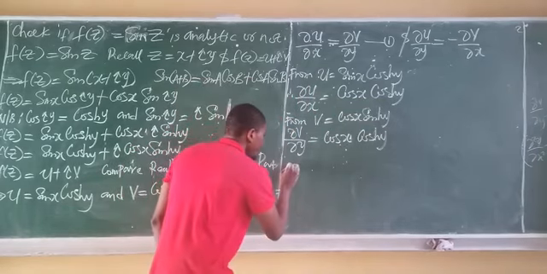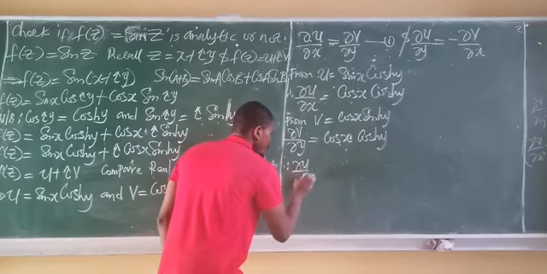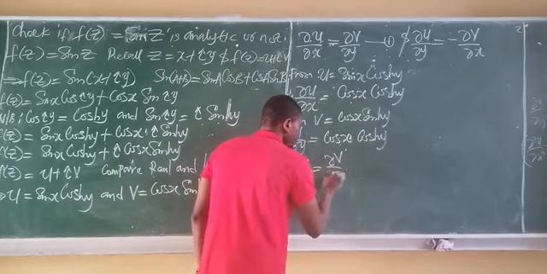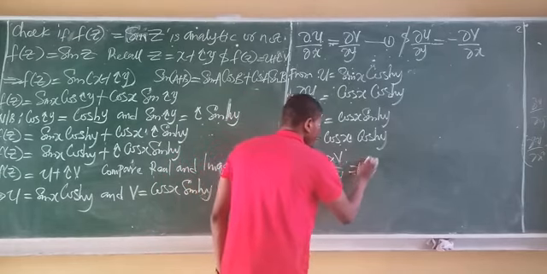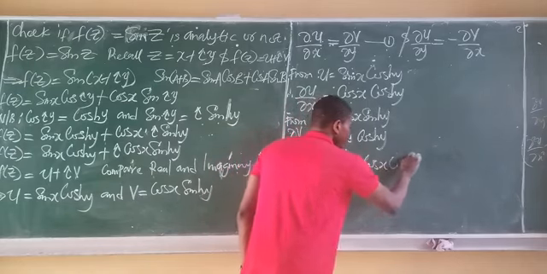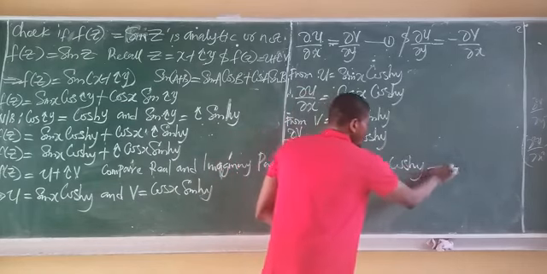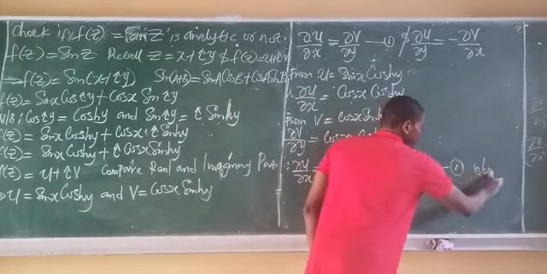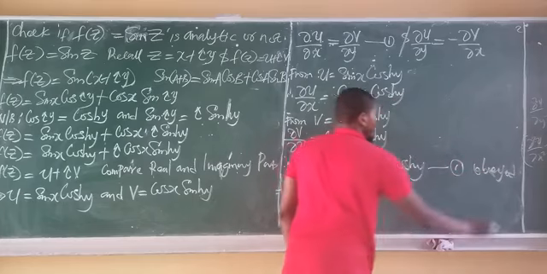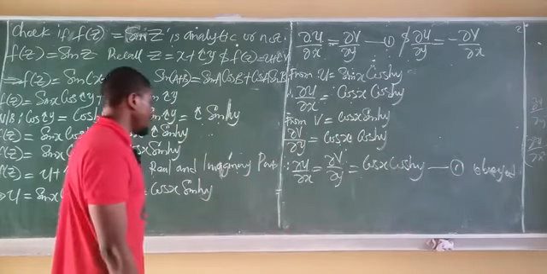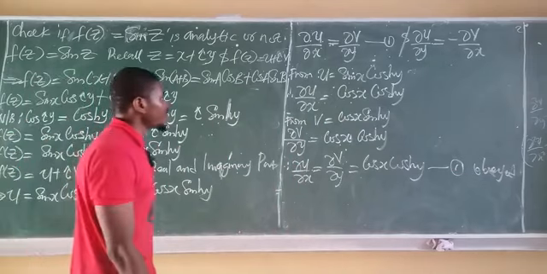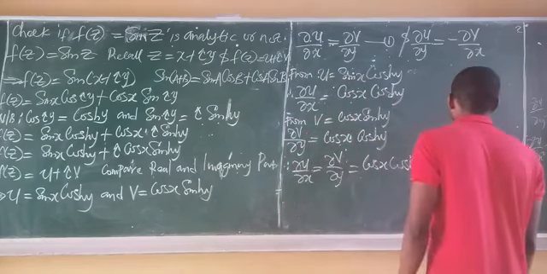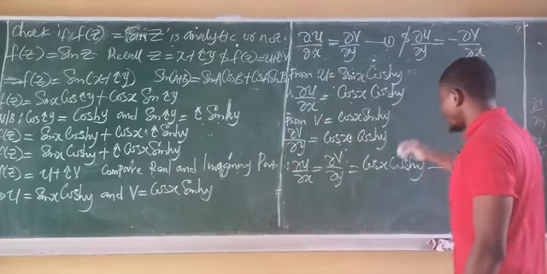Now we have that partial u partial x equals partial v partial y, and it gave us cos x cos y. So equation 1 is obeyed. Let's try the second equation. The second equation simply says differentiate u with respect to y and differentiate v with respect to x. So let's find partial u partial y.